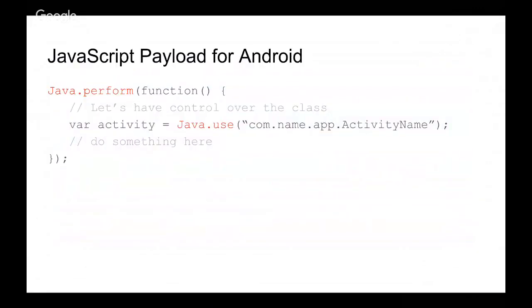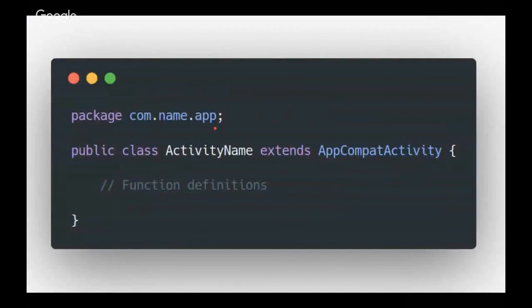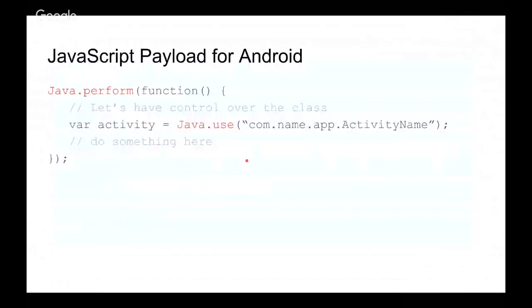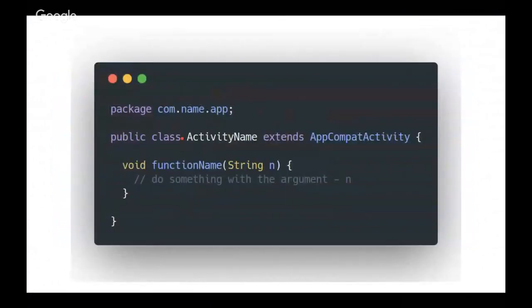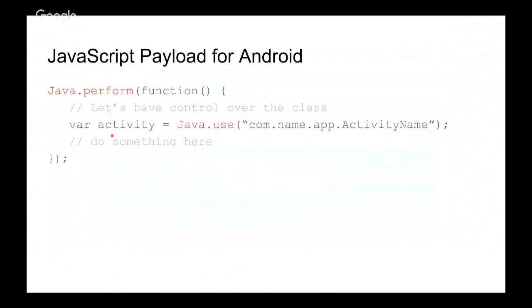All you have to do is use this special keyword provided by the Frida API for Java, Java.use, with the complete name of the class. The complete name of the class includes the package name along with the name that was given. In our example, the package name is com.name.app, and then we have the class name as activity name. Then we assign the result to a variable called activity. Right now, this activity contains the object of this class.